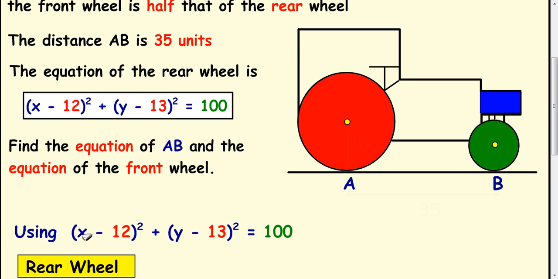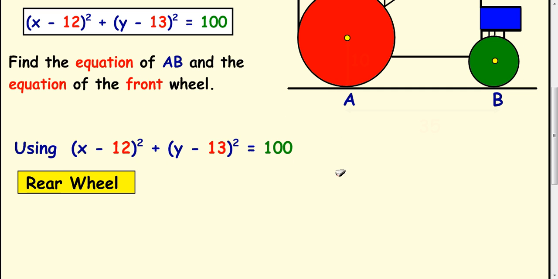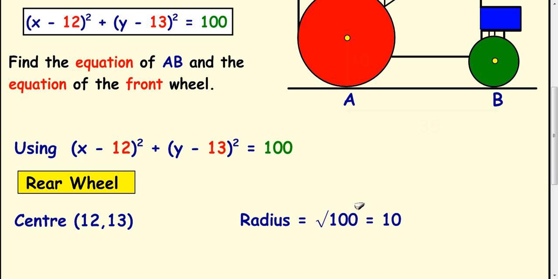So again, look at the information you've been given. We've been given the equation of the rear wheel. We can work out the centre point and the radius from that. So the centre point's at (12, 13) from the equation here, and the radius is the square root of 100, which is 10.